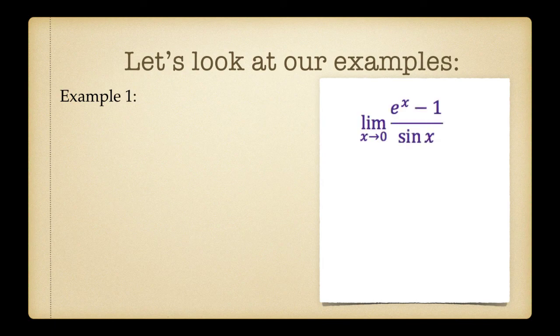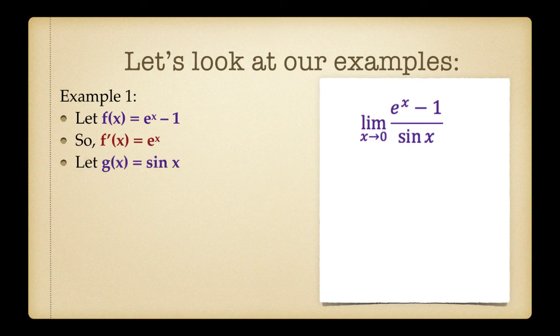All right, so let's look at the first example that I showed you, and there it is. So what I'm going to do is I'm going to look at f of x on the top. That's e to the x minus 1. Well, the derivative of that is going to be e to the x. And g of x, which is on the bottom, is sine of x. So if I take the derivative of that, I will get cosine of x.